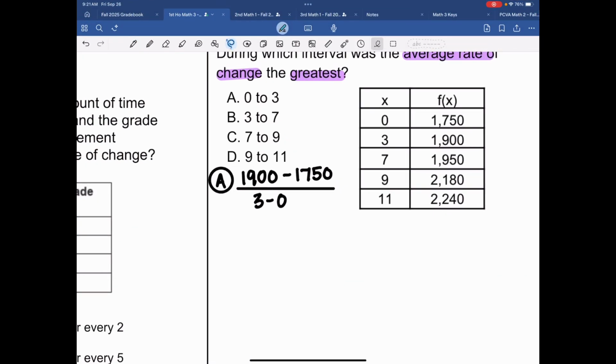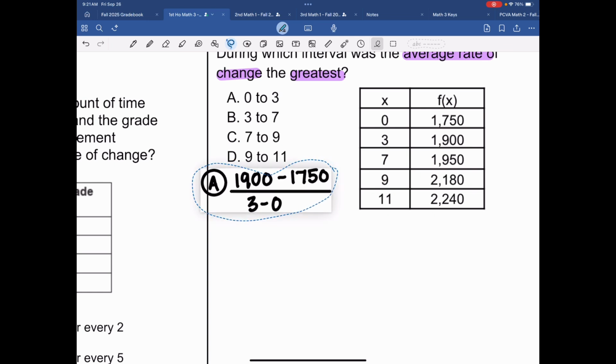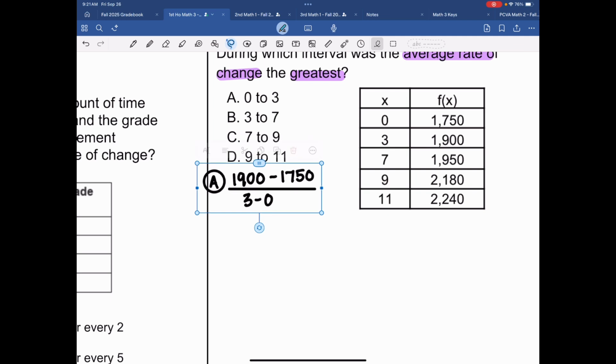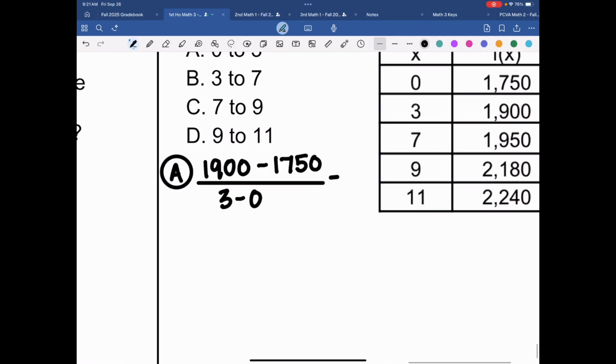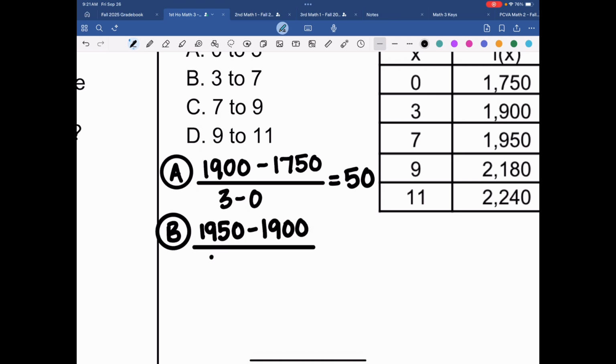So each time I'm going to calculate this, and again, I've got to calculate every one of them to figure out which one is going to be the greatest. So we're going to continue on, and the next set is B, which is going to be 3 to 7. All right, so 3 to 7 is right here. So we're going to say 1950 minus 1,900, and we're going to divide 7 minus 3.